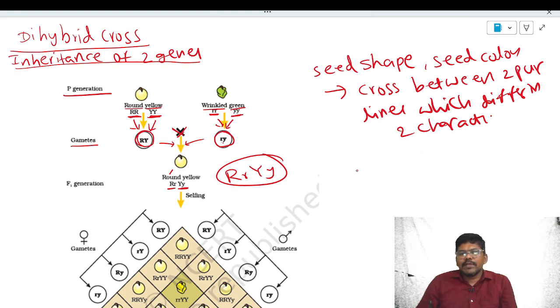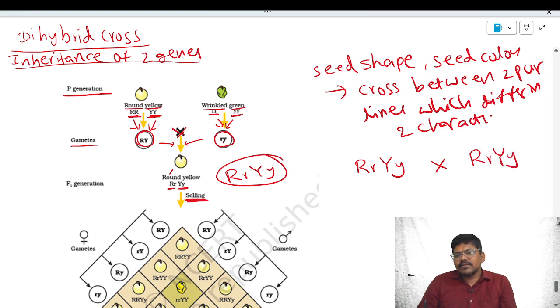Selfing means crossing plants present in one generation that are from the same parents. If you cross plants of the same generation, that is called selfing. Here is one plant which contains the heterozygous dominant genotype, and another plant from the same generation which also contains the heterozygous dominant genotype. When you cross these two plants, we can see the formation of the F2 generation.